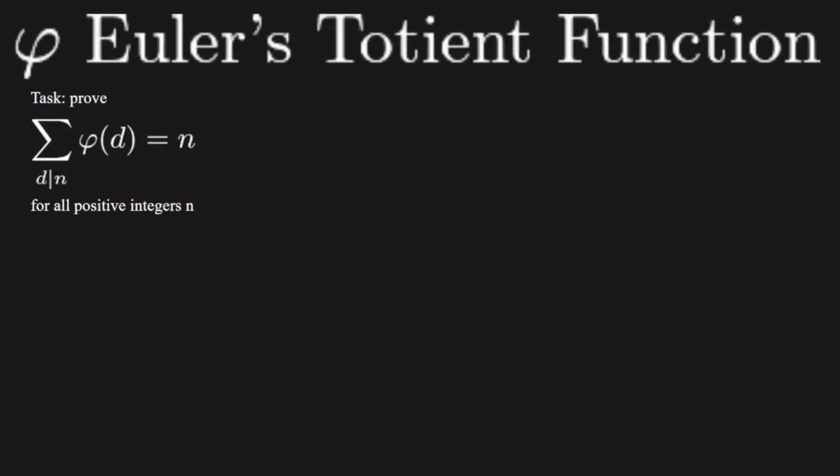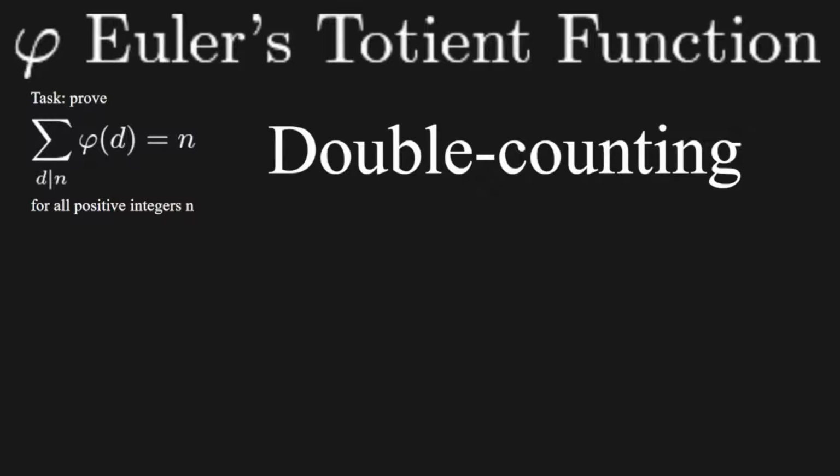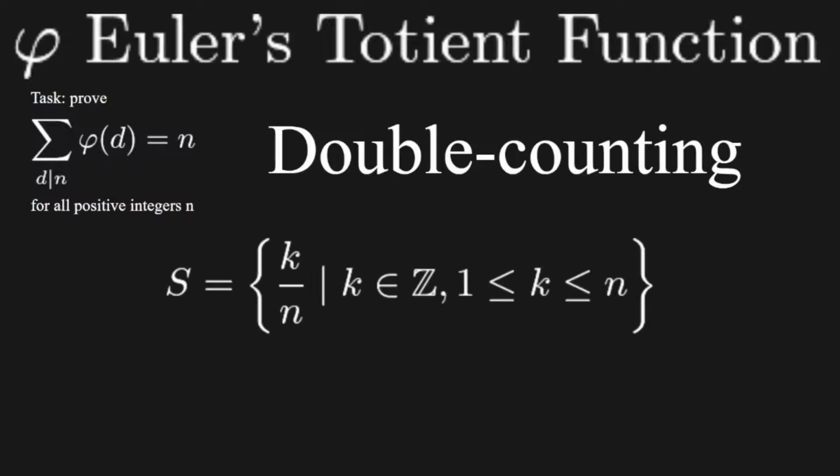To prove this, we're going to use what's called a double counting argument. This is when you count a set in two different ways, and because it's counting the same set, the two different sums you get have to be equal. This is a very common type of argument in combinatorics.